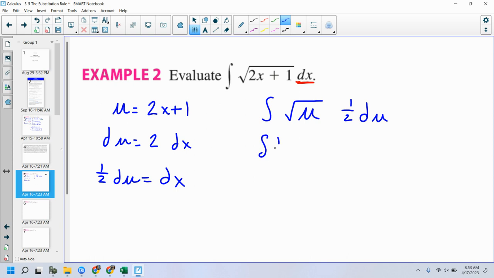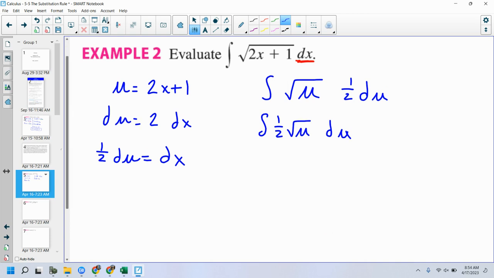I don't know what it is about it, I like to put the whole number or the constant in front. 1/2 square root of u du. Could I have done that on our test at the end of last week? Oh yeah, that's a relatively easy one, right?